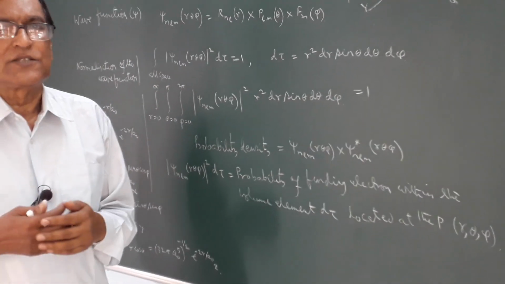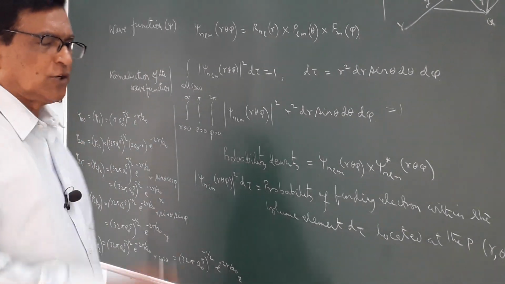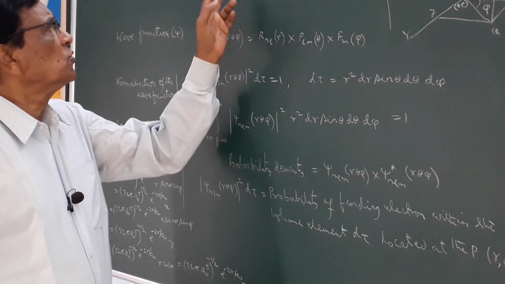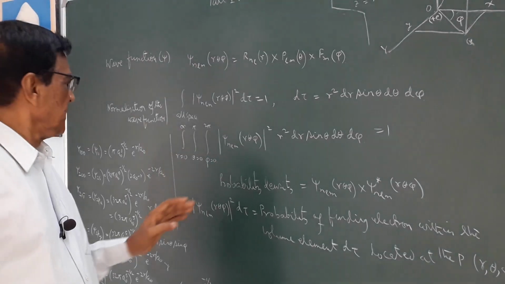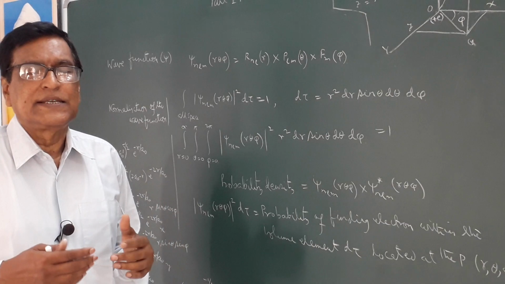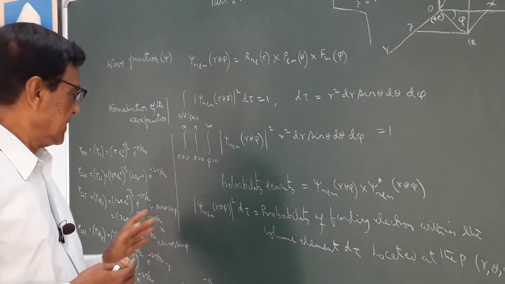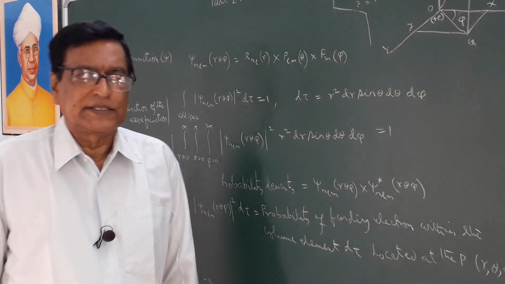In my next class we shall elaborately discuss all these atomic orbitals. In the lecture, in part 2 we shall discuss the 1s orbital, in part 3 the 2s orbitals, and in part 4 we shall discuss the p orbitals.